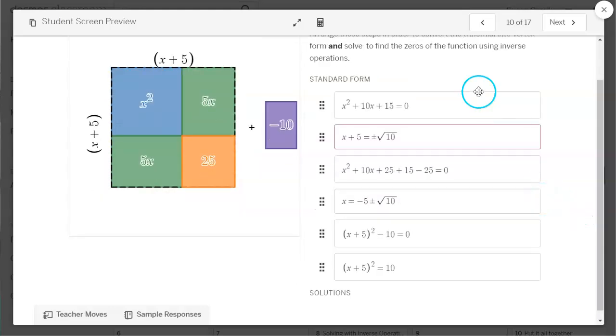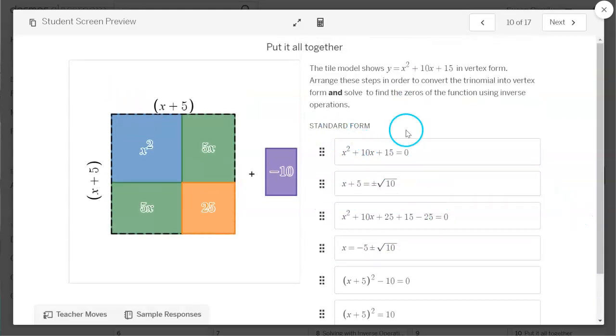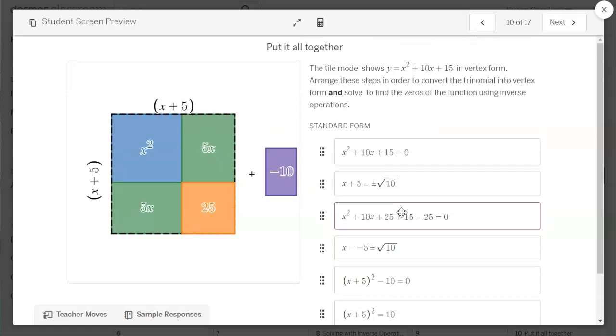For this one, they're going to put these in order from standard form, which is this form here, to the final solution. So you're actually going through the whole process from start to finish. They're writing the equation in vertex form and then using vertex form and solving using inverse operations.